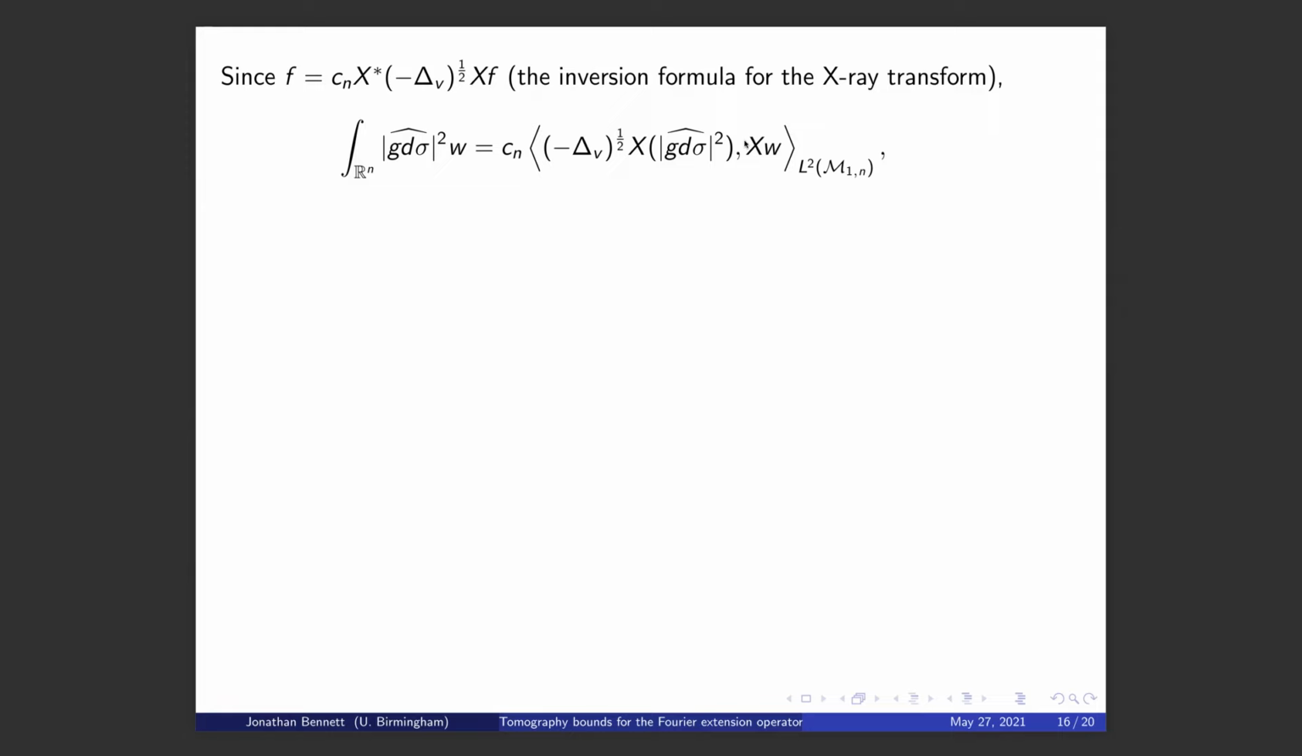Okay, so this is a true statement. And here this is the inner product on L2 of the manifold of lines, if you like. So X of W is a function of lines. So this is all parameterized by lines. Okay, so this looks good because I've got the X-ray transform of the weight cropping up.